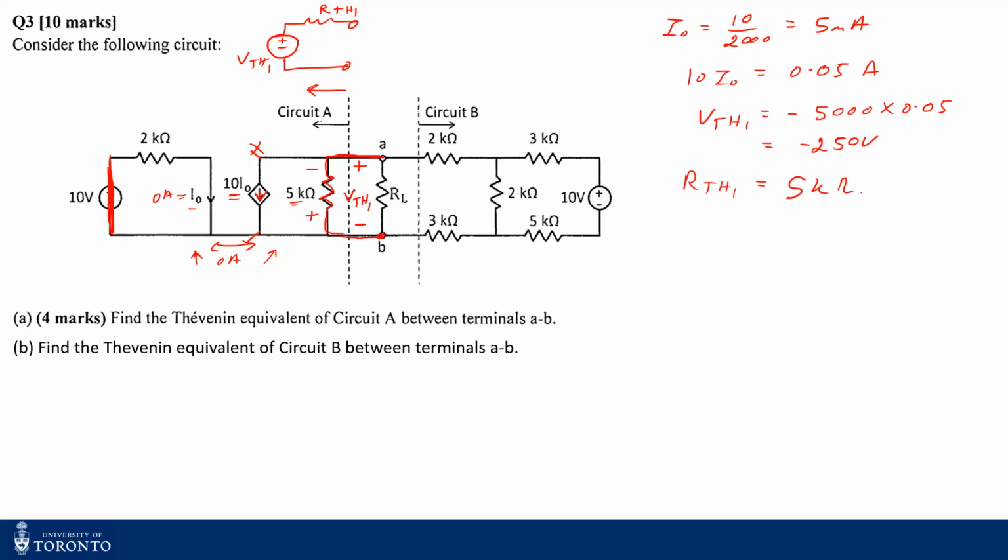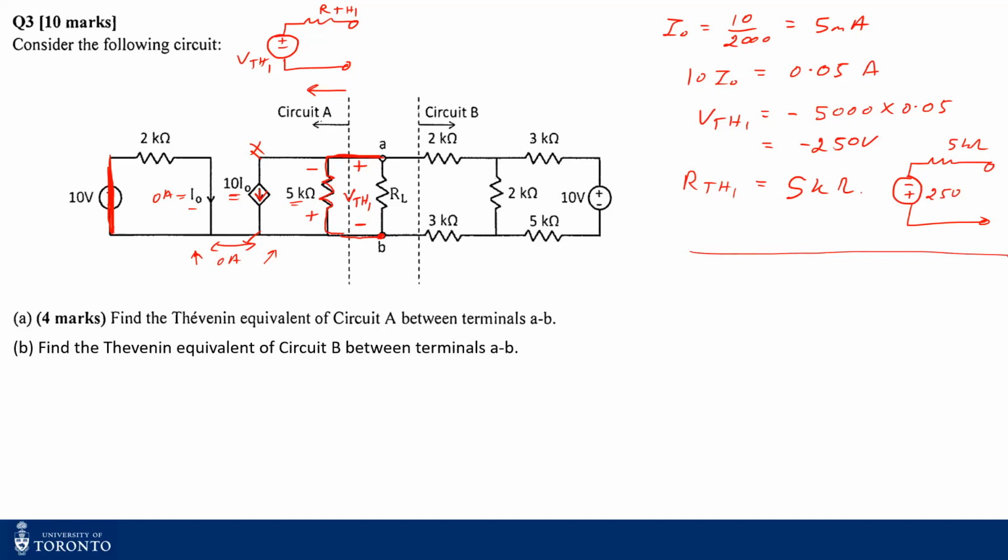So my actual Thevenin circuit will be like this. But since my Thevenin voltage is negative, I can also consider the opposite polarity. I can consider it like this. So this is my 5K, and I can consider opposite polarity with the voltage of 250 volts. Okay, so that's my part A.